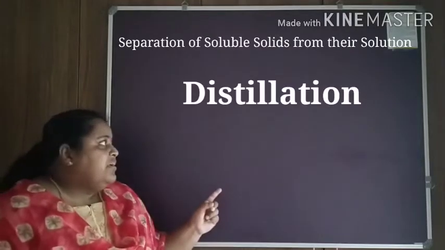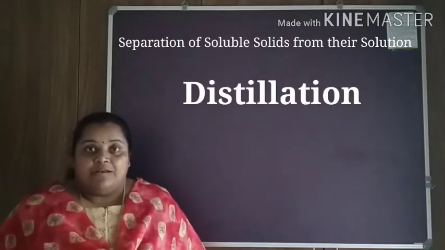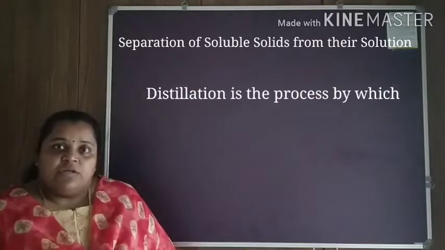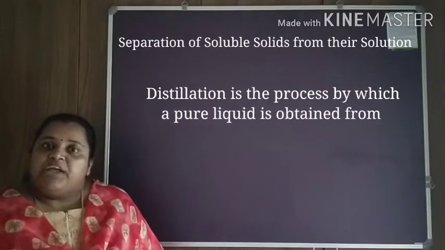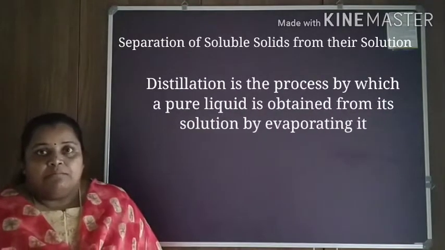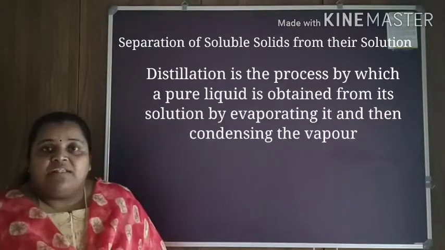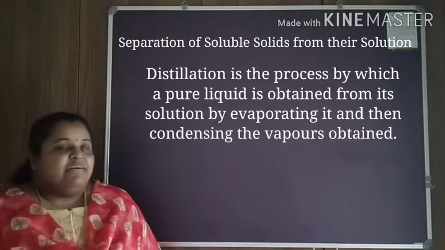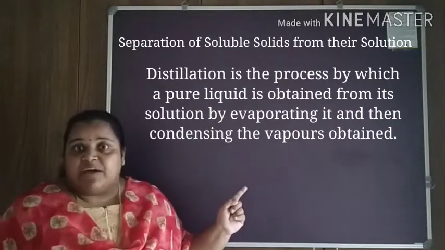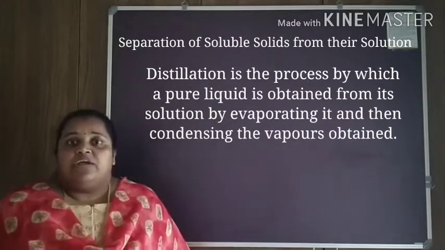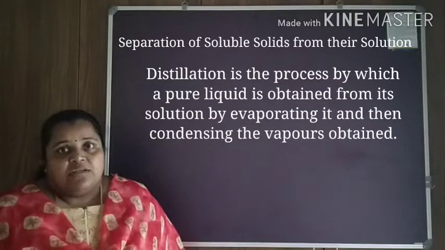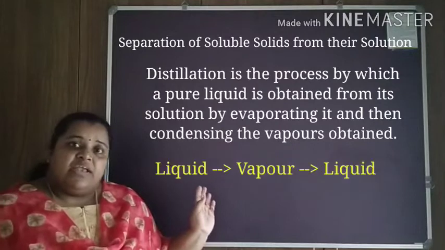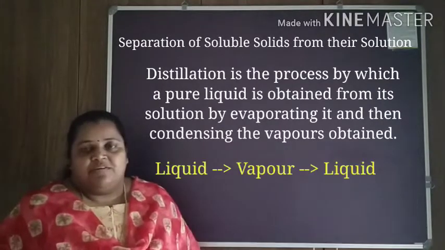The second method is known as distillation. Distillation is the process by which a pure liquid is obtained from their solution by evaporating and then condensing the vapors obtained. I repeat, distillation is the process by which a pure liquid is obtained from their solution by evaporating and then condensing the vapors obtained.